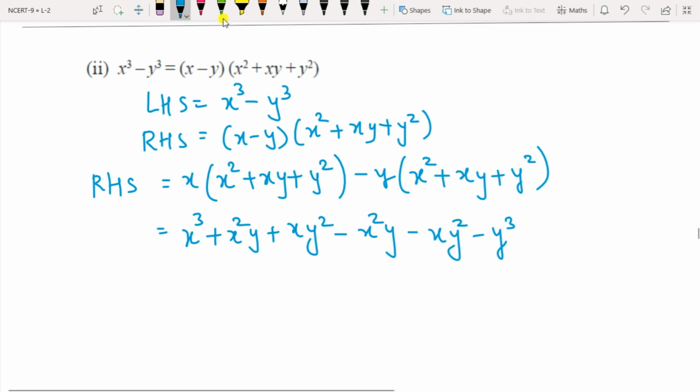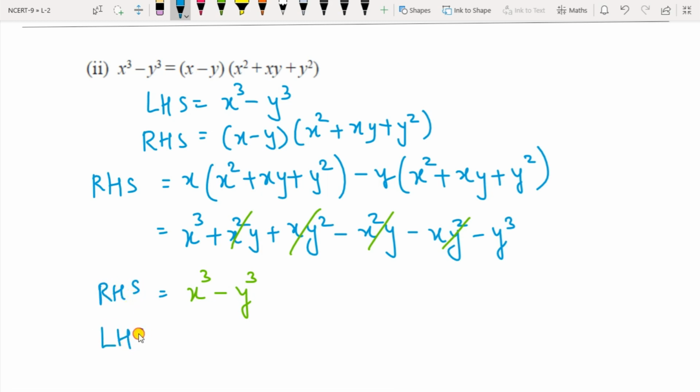Now cancel the like terms with opposite sign. So this is plus and minus, and this is also plus and minus here. So whatever is left you have to write it here. So this is x cube minus y cube. That is your RHS. So since LHS is equal to RHS, therefore it is verified. The equation is verified. To verify, you have to prove that the left hand side of the equation is equal to the right hand side of the equation.